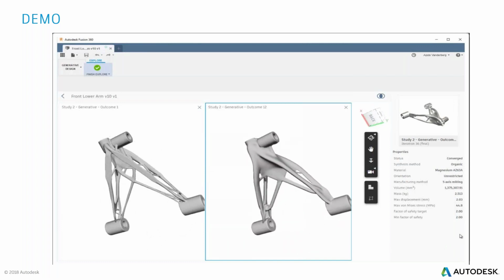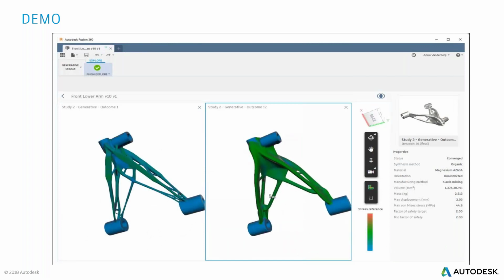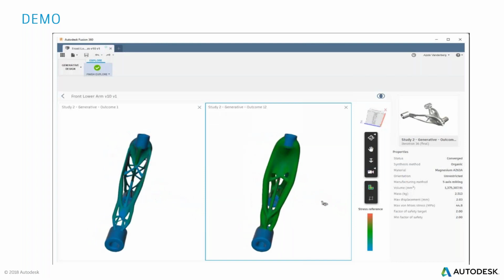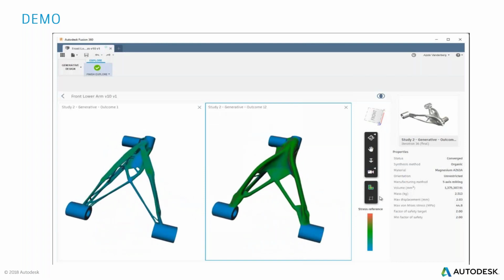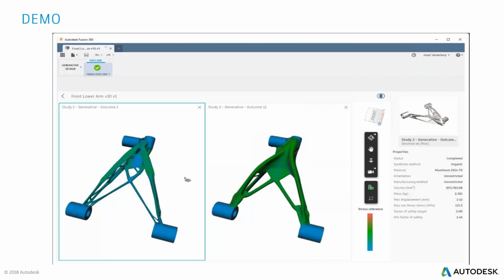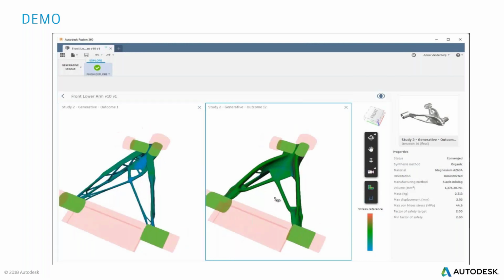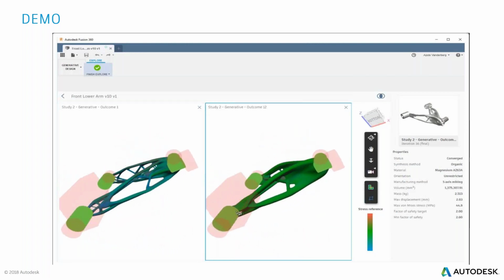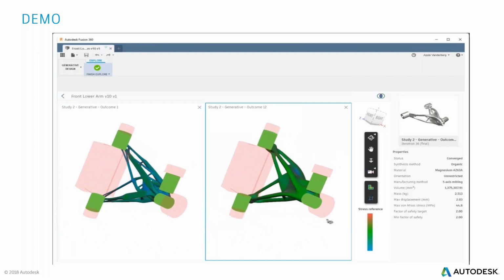We can look at the stress concentrations to see how each one is performing from a stress concentration perspective. We can then bring back, if we wanted to see as well, the design space. But we also have the details on the right. So as you select, left versus right, we'll let you know that this was a 5-axis, what the volume is, what the mass is, what the factor of safety is.